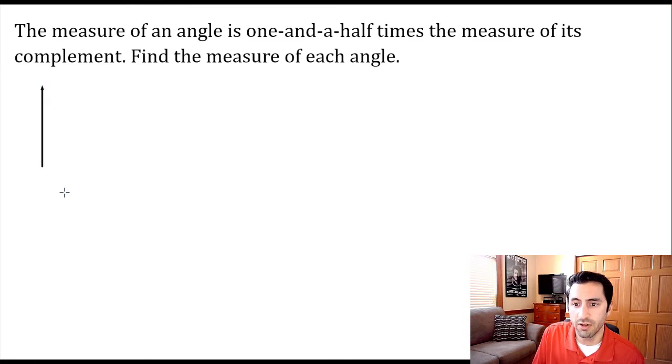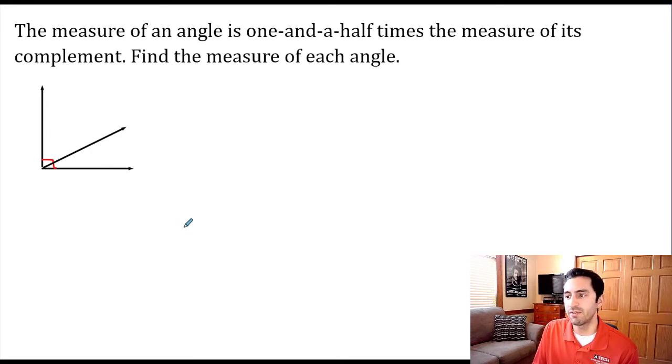So if these are complements, I know they have to add to 90, which means they're going to form a right angle if they're right next to each other. And we need two angles, so I'm just going to split this. Okay, so now the way that this information is given to me, one of the angles is 1.5 times bigger than the other one. I don't know how big that other one is either, so why don't we just start with a variable? So because I don't know how big it is, let's just say it's x degrees.